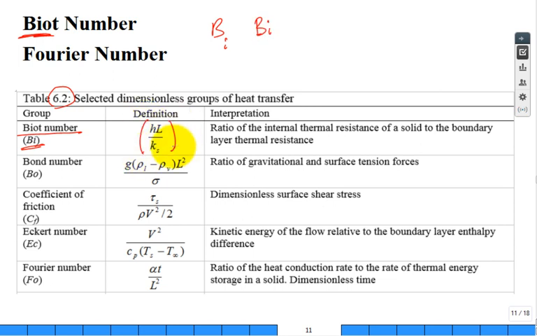All right, let's take a look. Here's the definition. Does that make sense? h L divided by k of the solid. Why do they put a subscript on there? Because you're going to be convecting into a fluid. You have the thermal conductivity of the fluid as well as the thermal conductivity of the solid. Some students might pick the thermal conductivity of the fluid. Would they be correct? No. It's the thermal conductivity of the solid in the use of the Biot number. And it's a ratio of the internal thermal resistance of a solid to the thermal resistance off of the surface, off of the boundary into the fluid. That's what we just talked about.